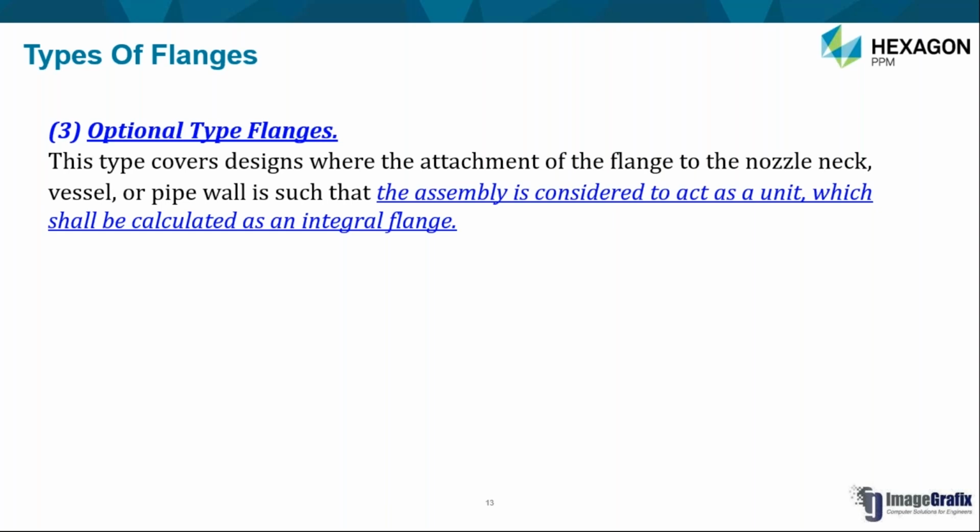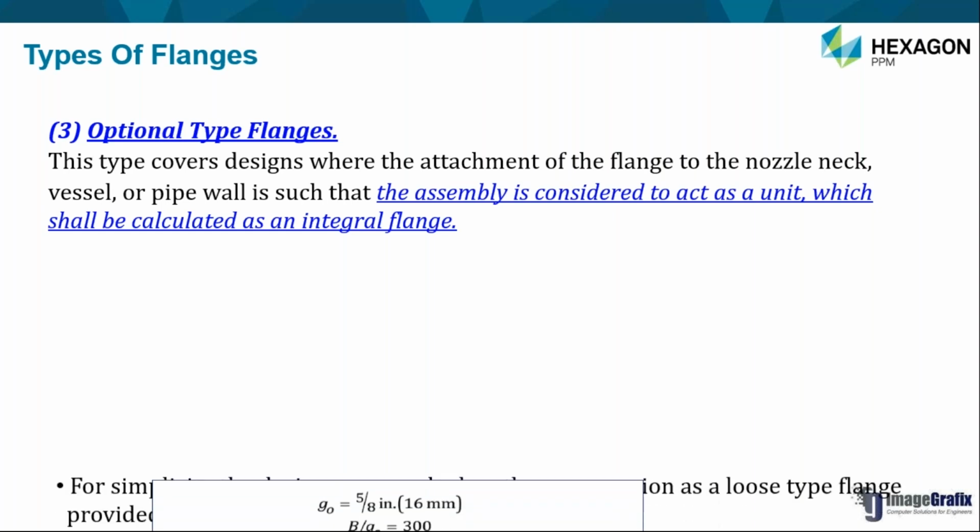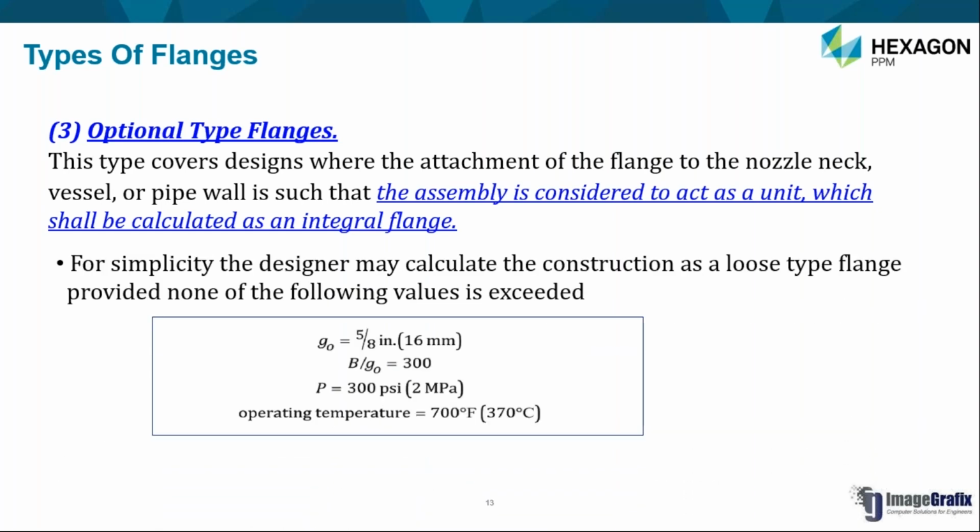What is the definition written over here? This type covers the design where the attachment of the flange to the nozzle neck, vessel or pipe wall is such that the assembly is considered to behave like a single unit which shall be calculated as an integral flange. So by definition, optional flange is nothing but a flange which can be considered as an integral flange. But for the simplicity of the design, the designer can consider this as an optional flange, as a loose ring type of flange, provided the following conditions are met.